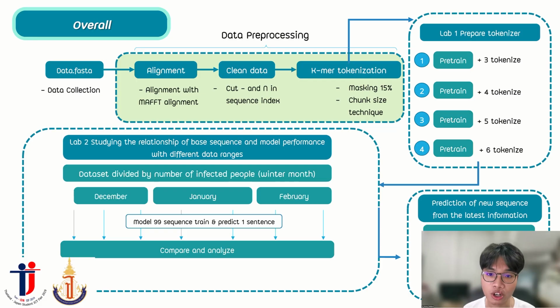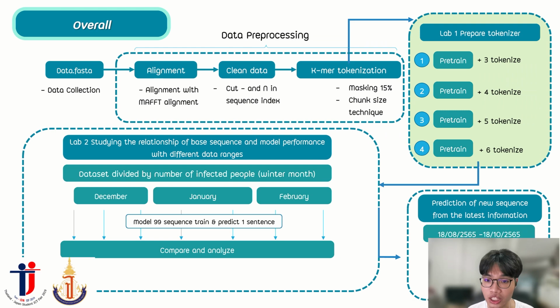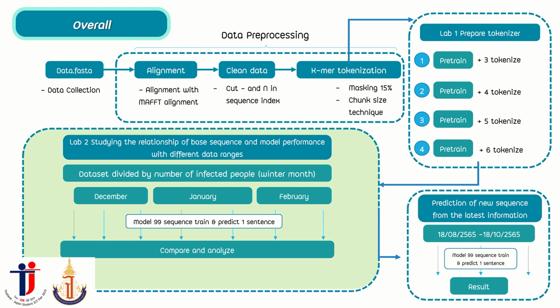This will be an overview of the operation. We start by collecting data with a FASTA file from GitHub and NCBI. Then we do data processing and encode the data so the computer can predict it. In encoding, we will study how to tokenize so the computer is able to understand the most information. In the second part, we study DNA with different external factors. Then we take the model, let it learn with the latest data range, and predict new sequences.